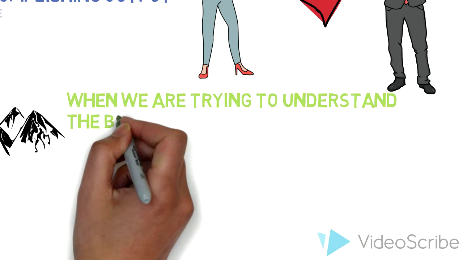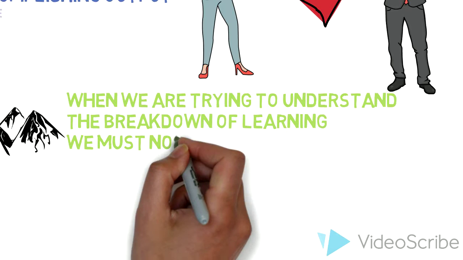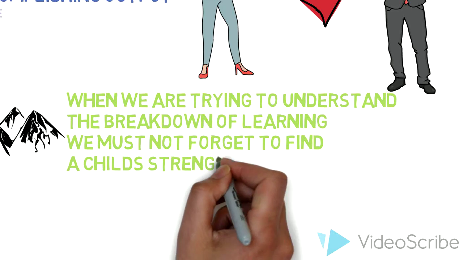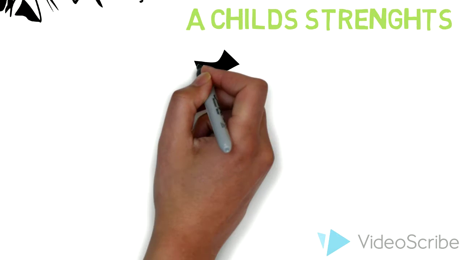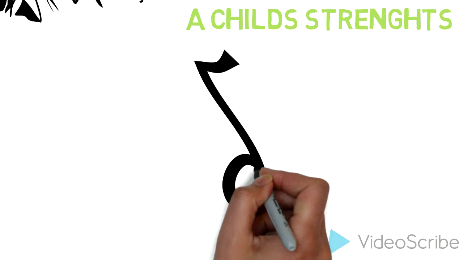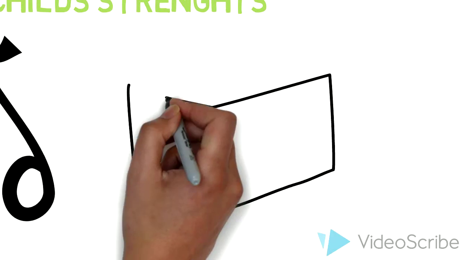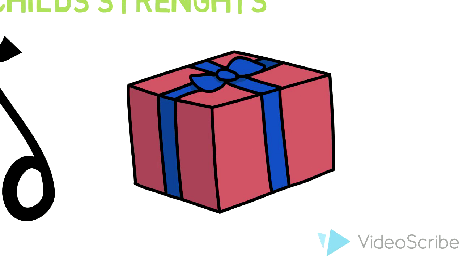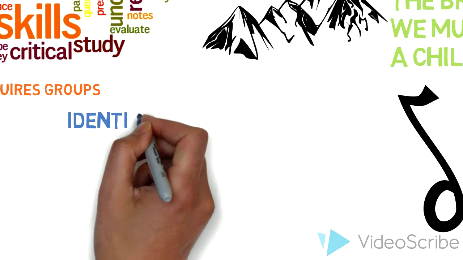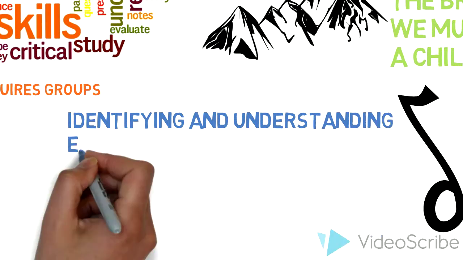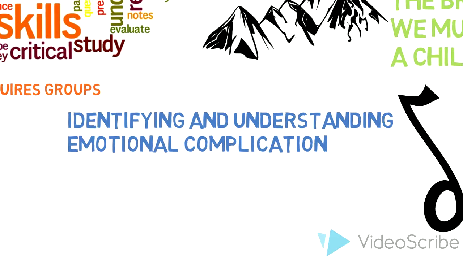When we are trying to understand the breakdown of learning, we must not forget to find a child's strengths, such as musical ability, humor, or kindness. All children harbor gifts, and we must not neglect them. Identifying and understanding emotional complications.